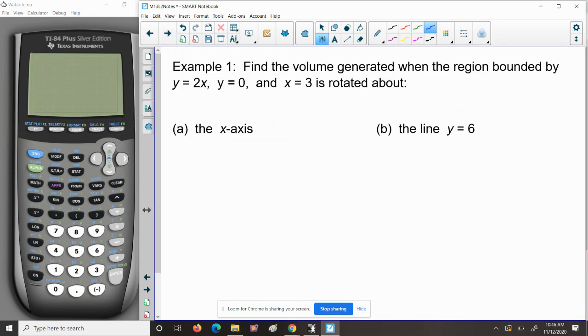All right. So example 1, find the volume generated when the region bounded by y equals 2x, y equals 0, and x equals 3 is rotated about, and then we've got a couple different places we're going to rotate. So first thing I'm going to do is draw a picture.